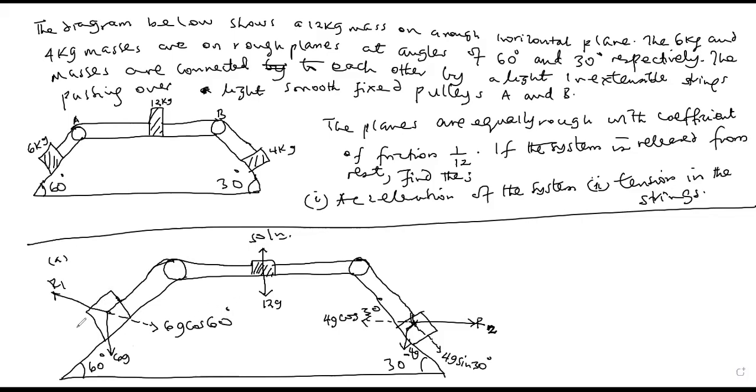cos 60, while here you have 6G sin 60. Now, the tension is R2, meaning that the normal reaction here would be R3. The forces here are going to be, since this weight is heavier than this 4G, 6G is heavier than 4G, meaning that the system will be accelerating this way. So it will be a meters per second squared, this side.